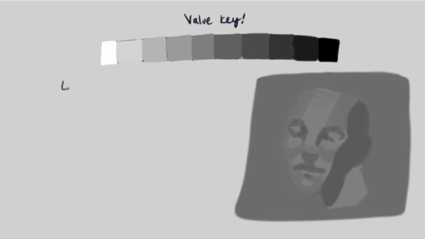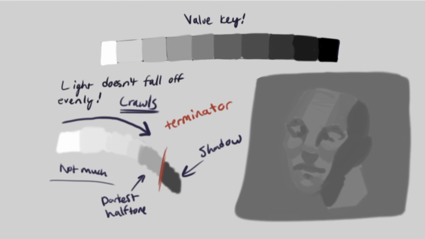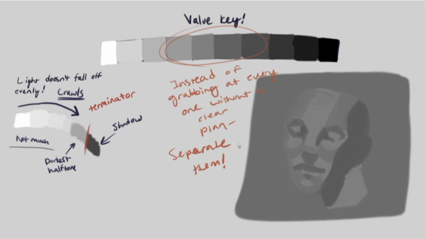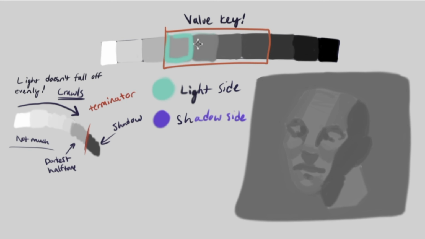The thing is, light actually doesn't fall off evenly. It creeps along slowly in the light group, then plummets into the darkest halftone at the edge of the terminator, which is the edge of the shadow light line here. This makes it so there's a clear shadow side and a clear light side. Instead of making the shading all in this one small group, you have a group on the light side for values of lights and a group on the dark side for values of darks for shadows.